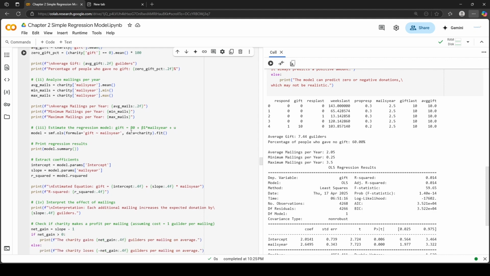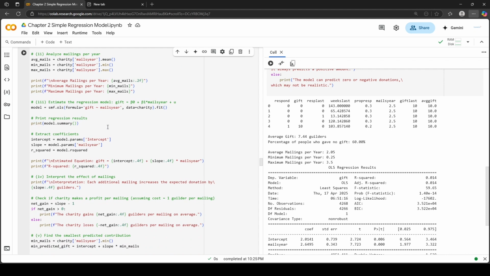Now we have to estimate the regression model, gift being explained by mailsyear. So create a model name, model equals smf.ols, and then in the bracket type the formula gift tilde mailsyear. So gift is the y variable, mailsyear is the x variable, and then type the dataset name, data equals charity, and then the dot fit function.